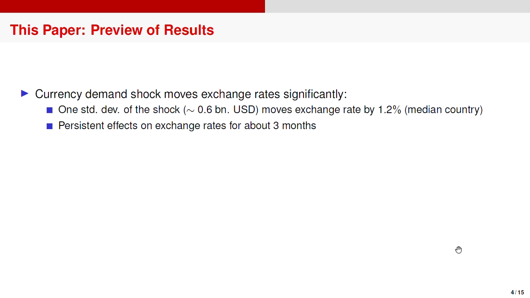0.6 billion is a small number for maybe the G10 countries or the US, but it's actually a rather big number for the emerging market sovereign bond market. The 0.6 billion is about the size of a monthly issuance of sovereign bonds for a median emerging country in my sample, such as Colombia. And we show that such an effect is not transitory. It actually lasts for about 3 months. In other words, it's rather persistent, from which we can draw policy implications.